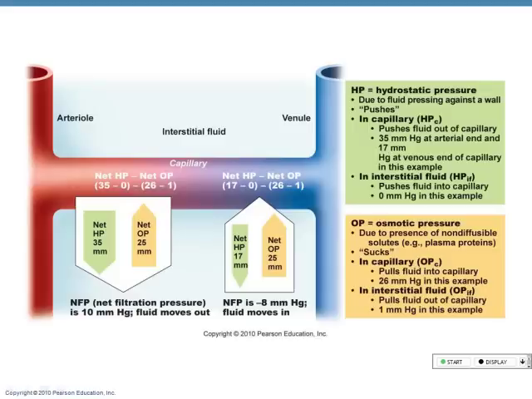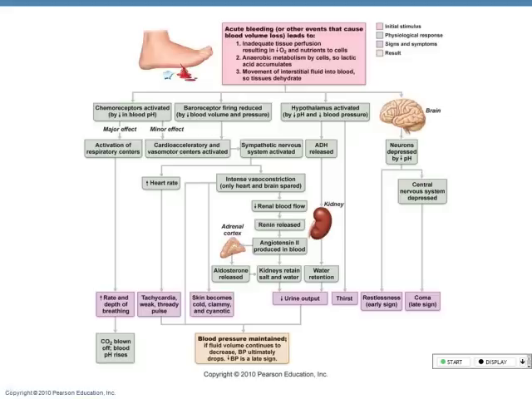So we have to have a difference in pressure gradient in order to move oxygen out of the capillary beds and into the tissues, and in order to move carbon dioxide from the tissues into the capillary beds. They have to go from what? High pressure to low pressure. Okay?